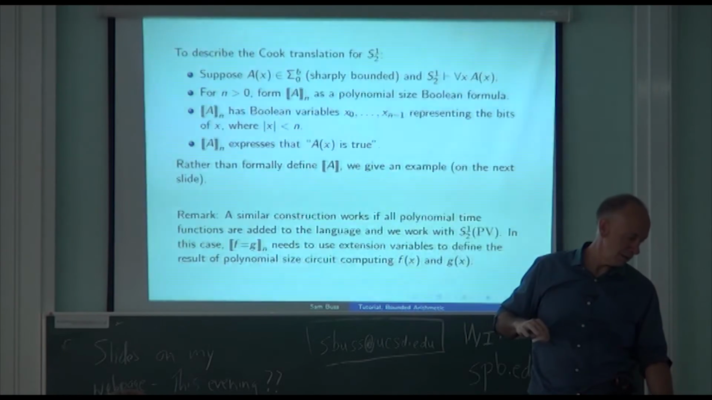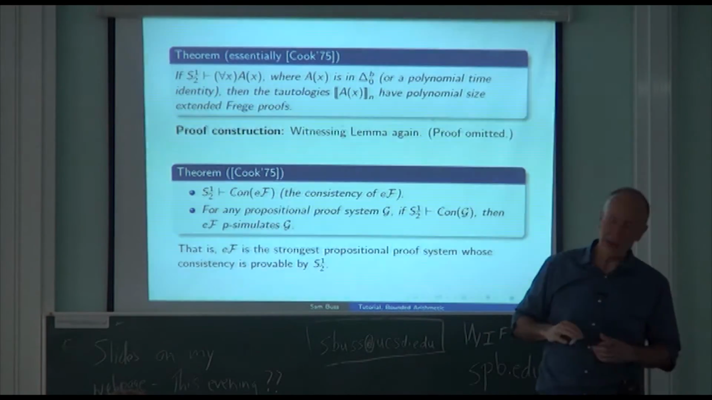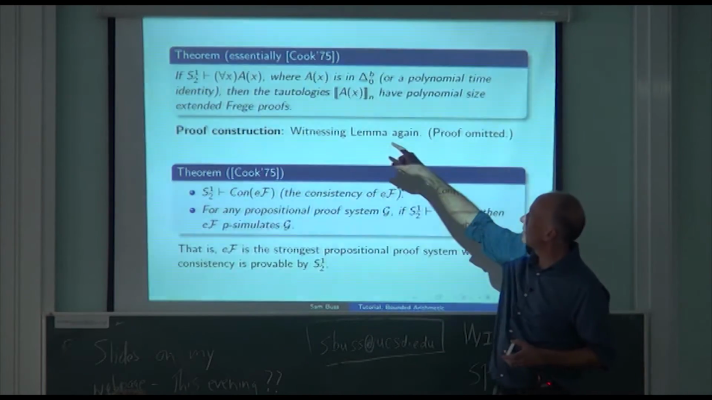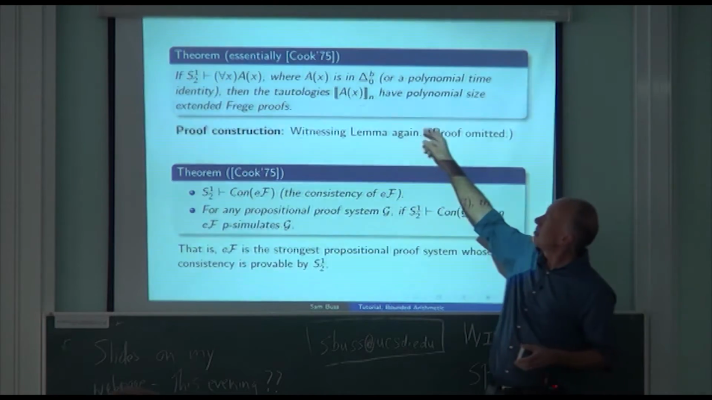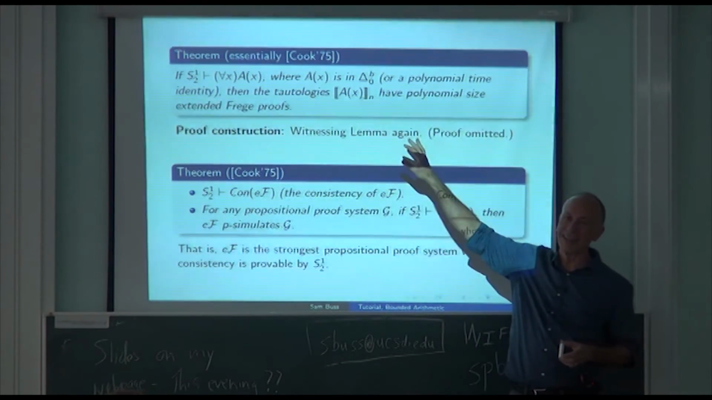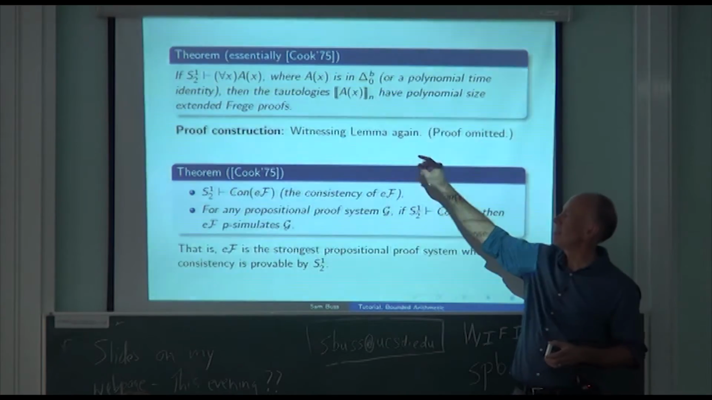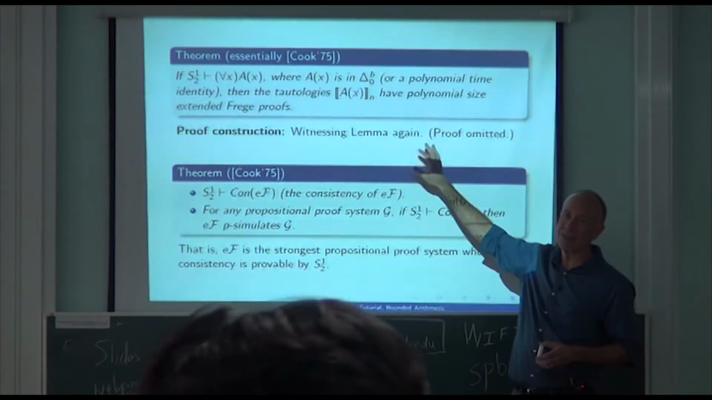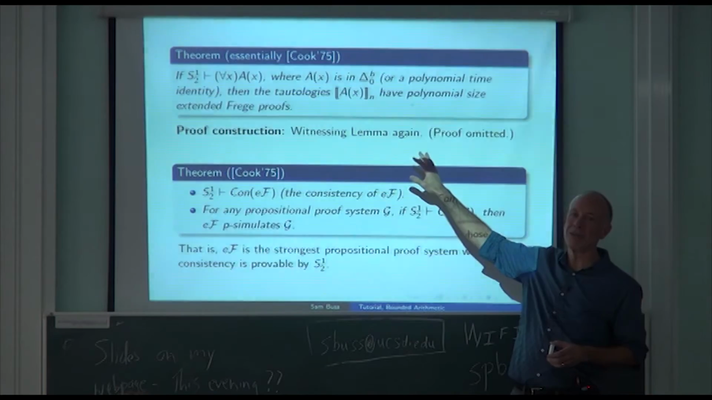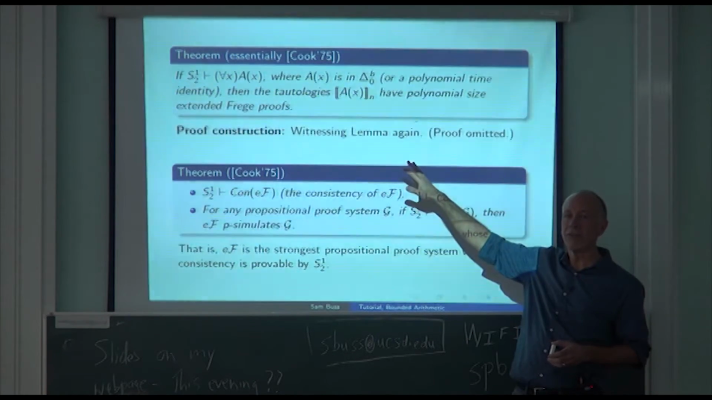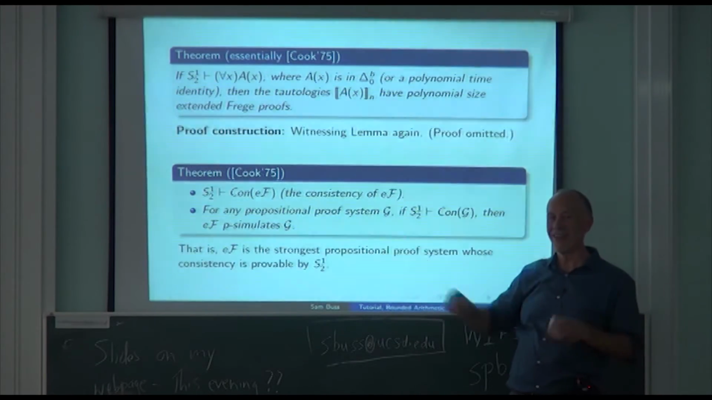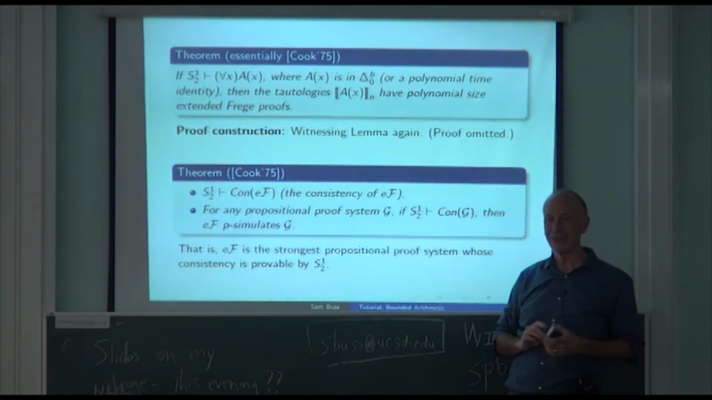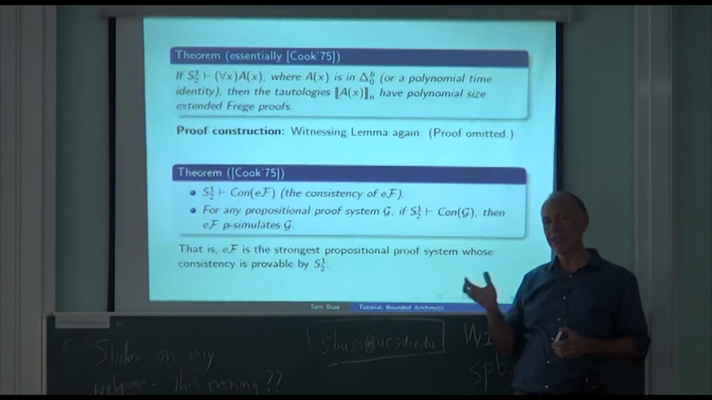So we started with, let's see, here it is. We have an S12 proof of for all x, A of x. A of x is this sharply bounded formula. Then these tautologies have polynomial size extended Frege proofs. Again, I'm not going to give the proof construction, but it's based on the witnessing lemma. You go to a cut free proof, all the formulas have these special forms, and then you do extra work, harder than the previous witnessing lemma, which I didn't do all the work for you anyway, but you actually extract from the S12 proof the polynomial size extended Frege proofs.